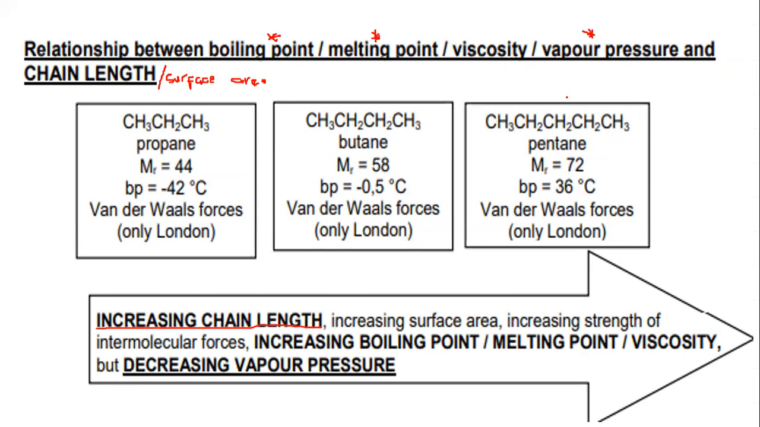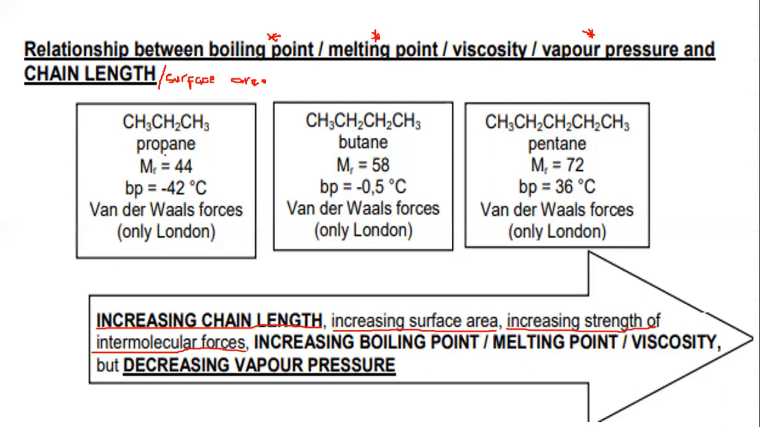Altogether, my dear learners. And what does that tell me? It tells me that the chain length is increasing from left to right. So when the chain length is increasing, we can also say that the surface area is then increasing altogether. So know that. Now, when the surface area increases, it means the strength of the intermolecular forces is also increasing.